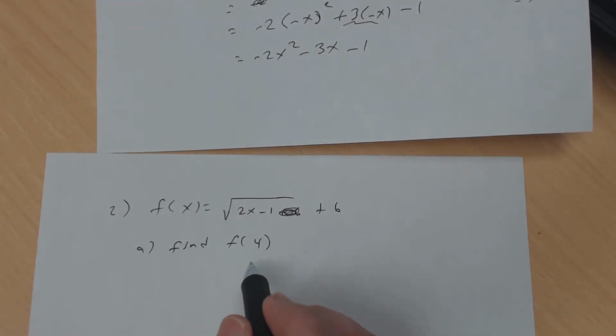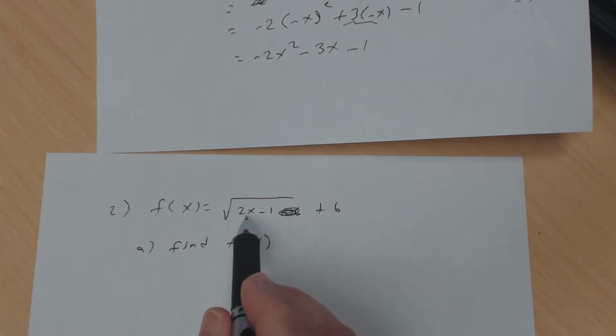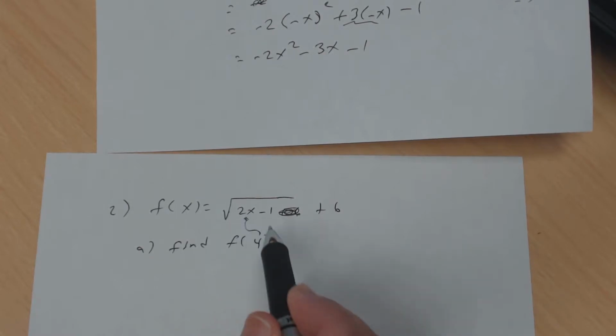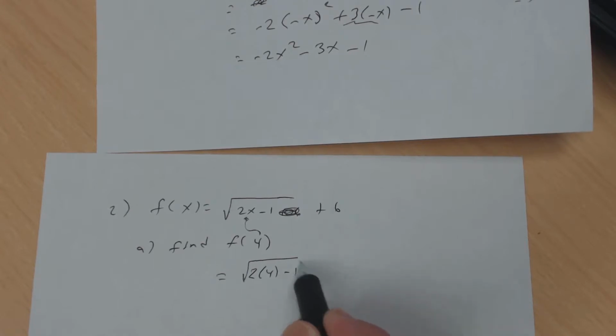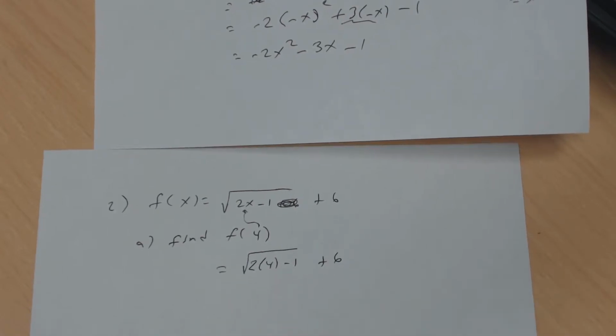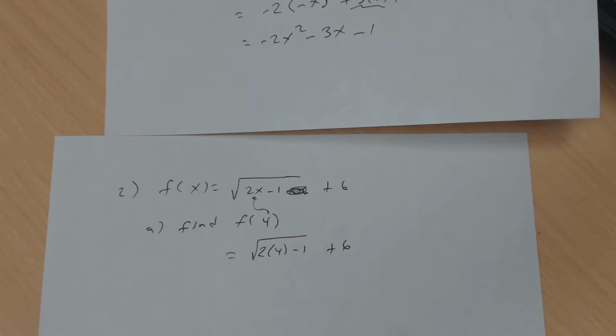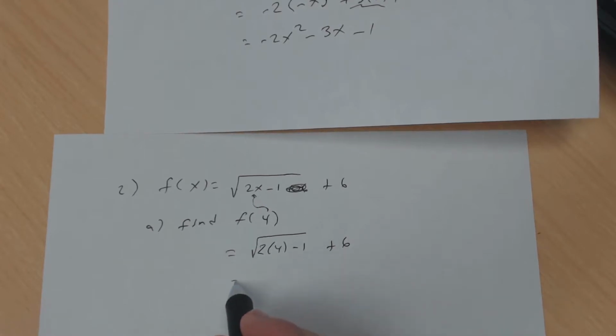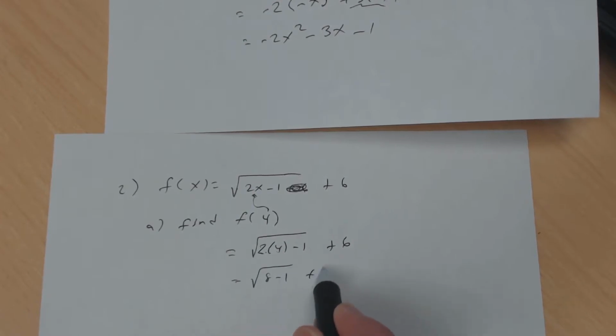All right, so f of 4, where we see the variable x, I only see it once, here. You're going to plug in 4. So I get f of 4 would be the square root of 2 times 4, minus 1, and whatever that is, I'm going to add 6. 2 times 4 is 8, so 8 minus 1 plus 6. So the square root of 7 plus 6, and that's about all you can do. Just leave it like that. All right, so that's your answer.